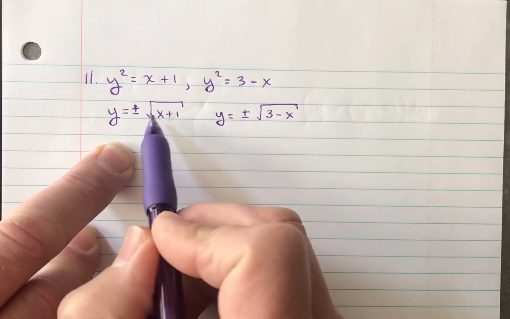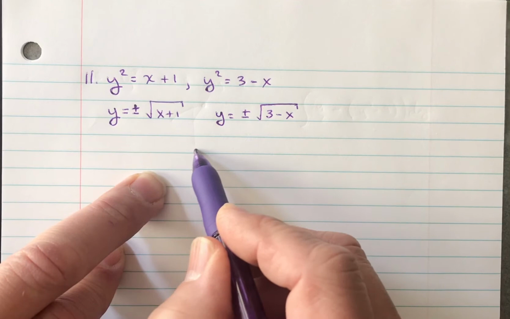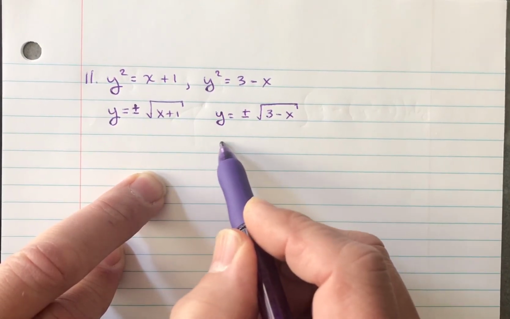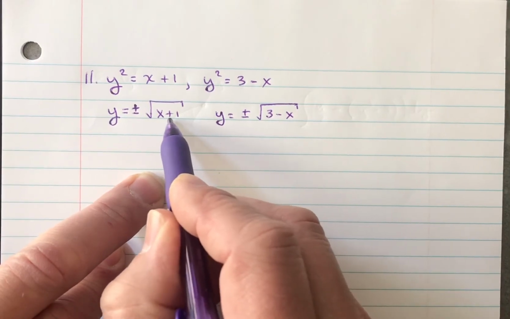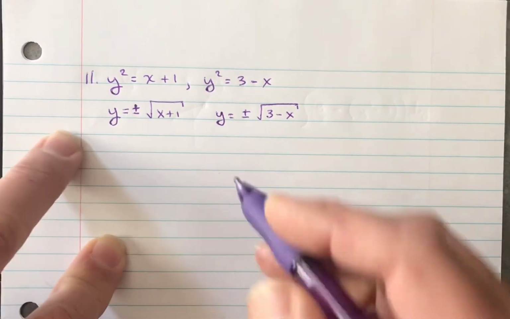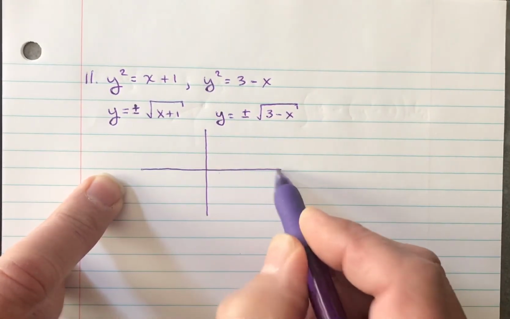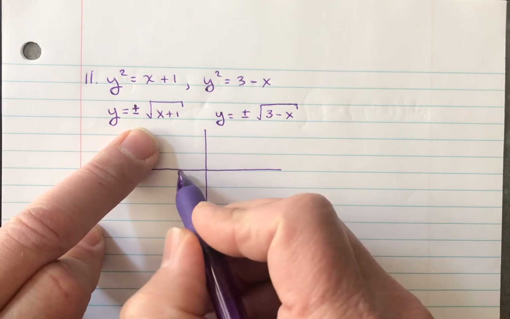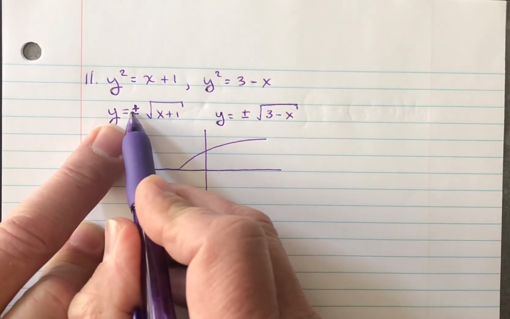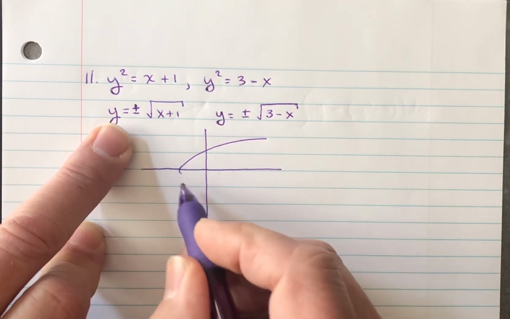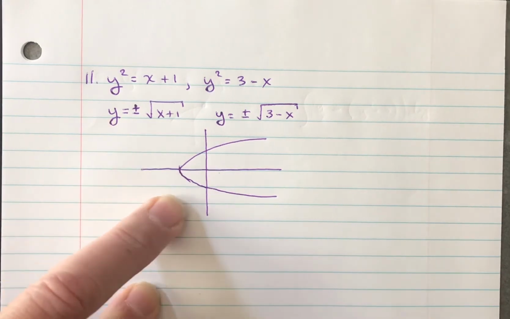Now, if you remember, a square root function is half a parabola on its side. It's opening this way. But this is going to be shifted 1 unit to the left. So what we have here, if we graph these, is this is shifted 1 unit to the left, going in this direction. And then we have the plus or minus. So that gives us the bottom half of this parabola.